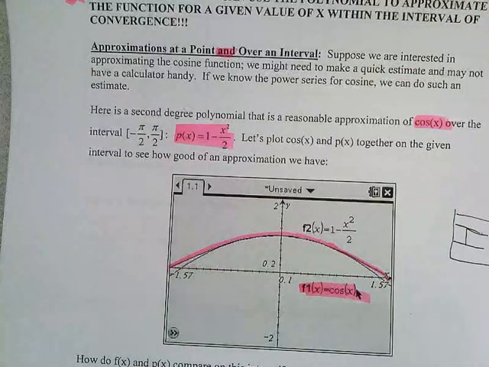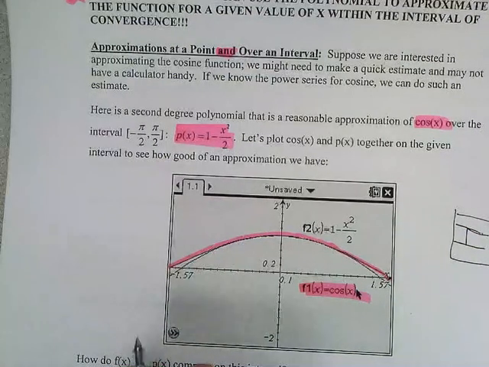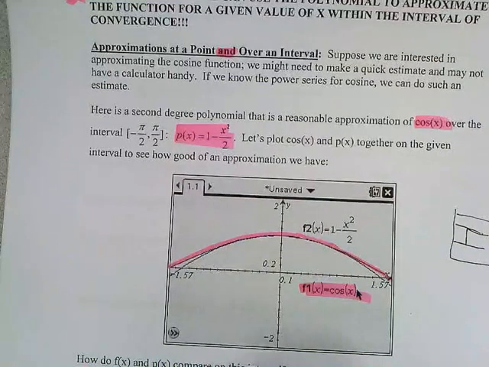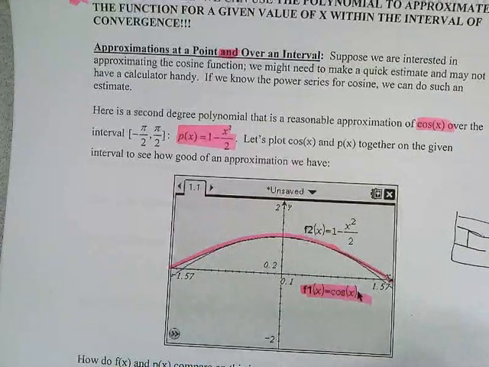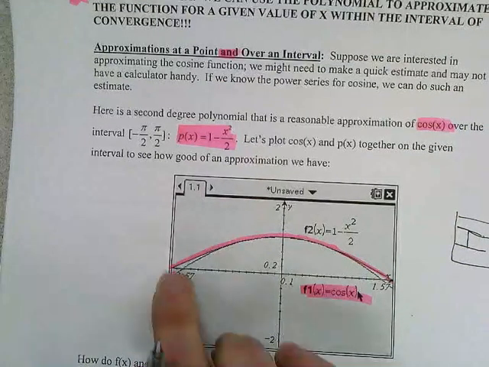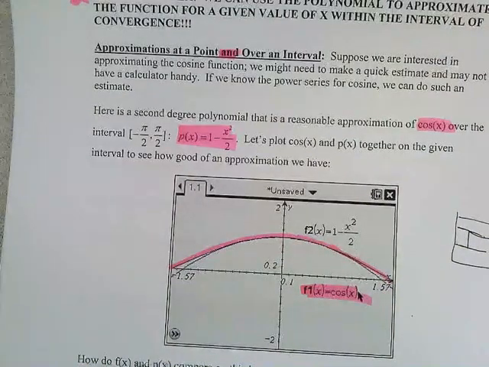So how do f of x and p of x compare on this interval? Cosine of x, which in this case is my f of x, and 1 minus x squared over 2, which in this case is called my p of x, are very close, except at the end of the interval, close to negative pi over 2 and pi over 2. Agree? That they're very, very close, except for at the ends they kind of start to diverge a little bit.